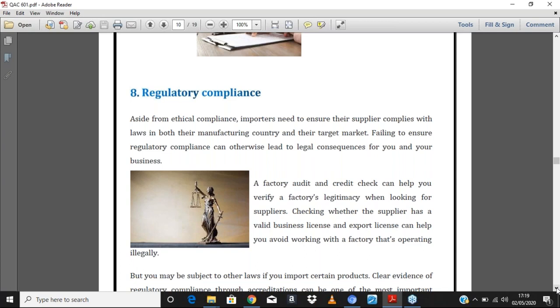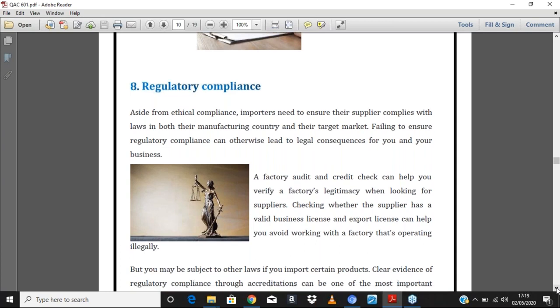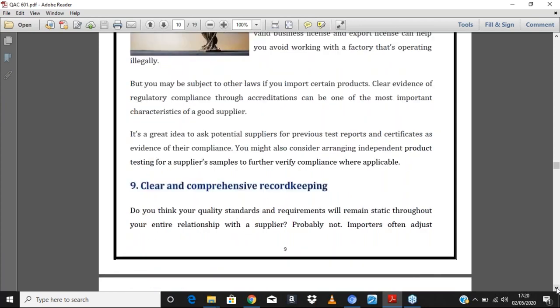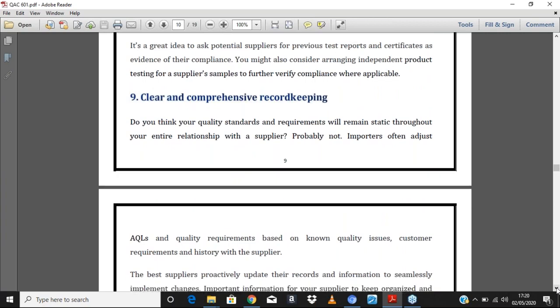A factory audit and credit check can help you verify a factory's legitimacy when looking for suppliers. Checking whether the supplier has a valid business license and export license can help you avoid problems, because imagine you are paid the sum of 10 million naira as a company for the supply of your raw materials, and all of a sudden you learn that your supplier was not following requirements and standards, and all the goods have been impounded at the border, impounded in between states while they were coming in, and a lot of issues. They have to pay another fine of 1 million before they are released, and all the time that is wasted. At the end of the day, there are a lot of issues to deal with. So check their documentation, check their papers, check their certification, ask a lot of questions, because you want to be in business for a long time, and you want to follow the right standard.